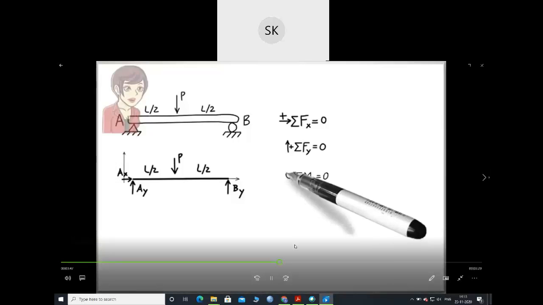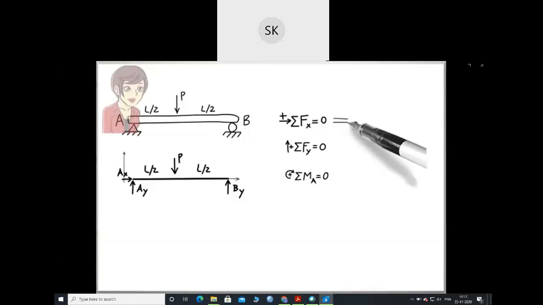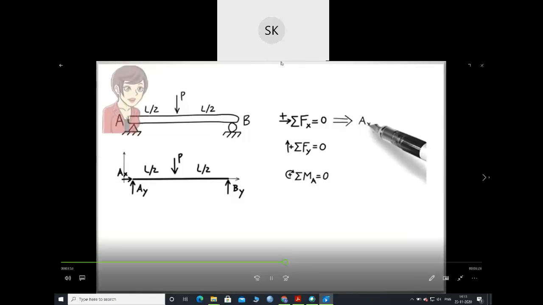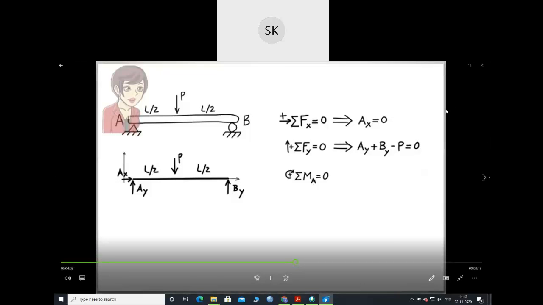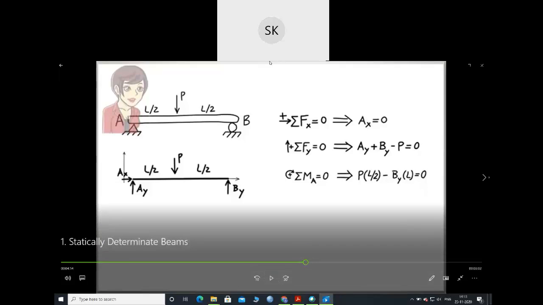At point A, the sum of forces must be 0. The first equation in the expanded form gives us Ax equals 0. The second equation gives us Ay plus By minus P equals 0. The third equation gives us P times L divided by 2 minus By times L equals 0.